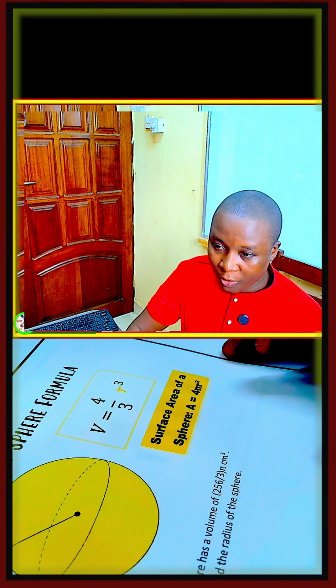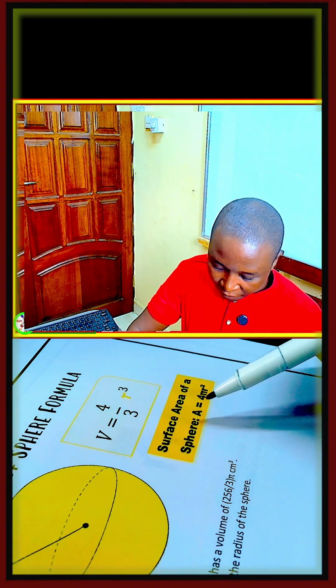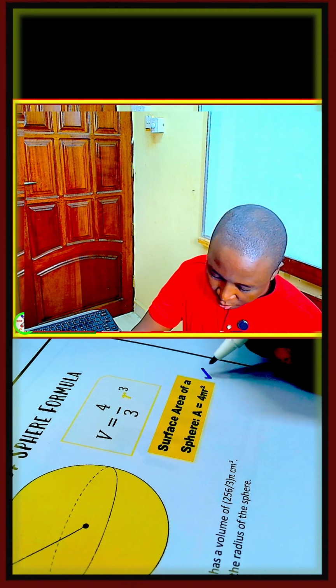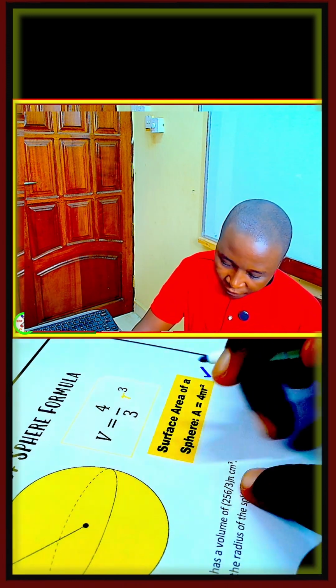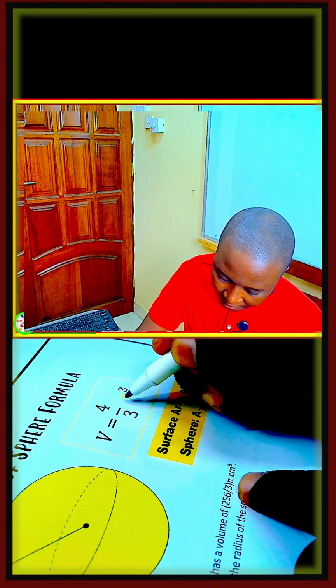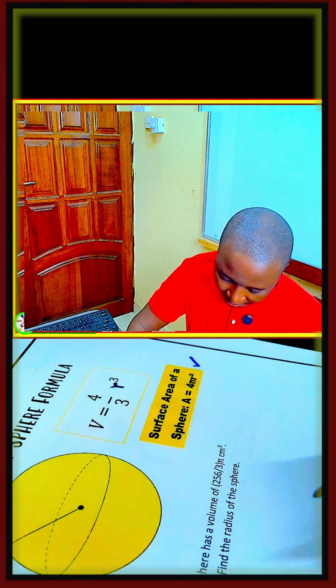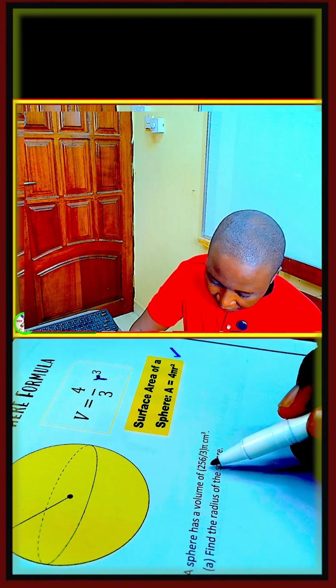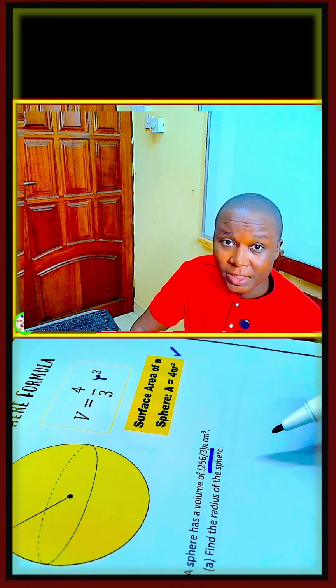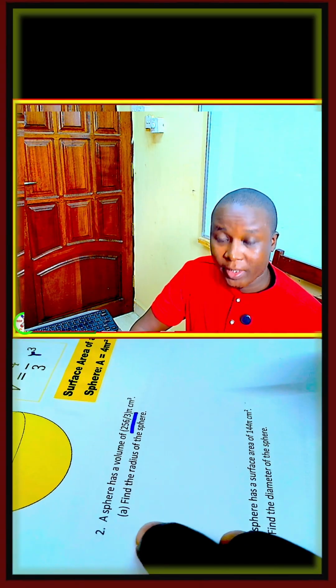Since we know that for you to find the surface area of a sphere, you are going to use 4 pi r squared, and the volume of a sphere is 4 over 3 pi r cubed. But in this question, you are told the sphere has a volume of this. Find the radius.